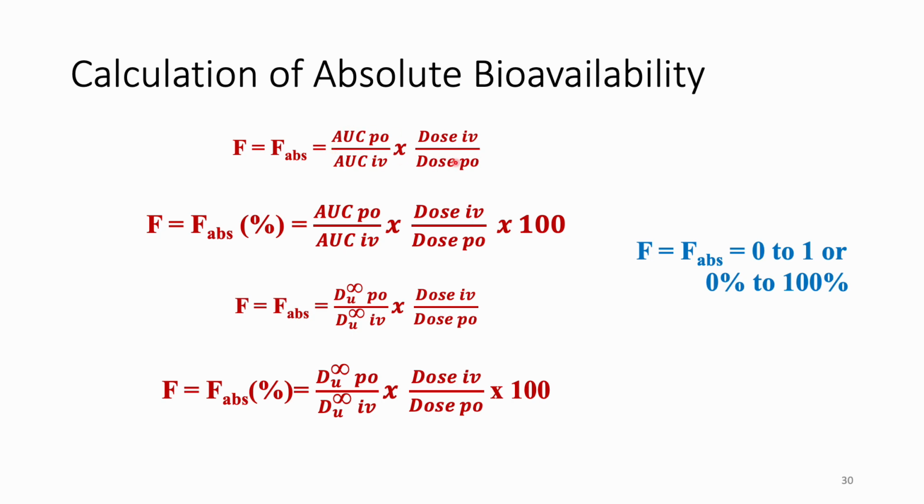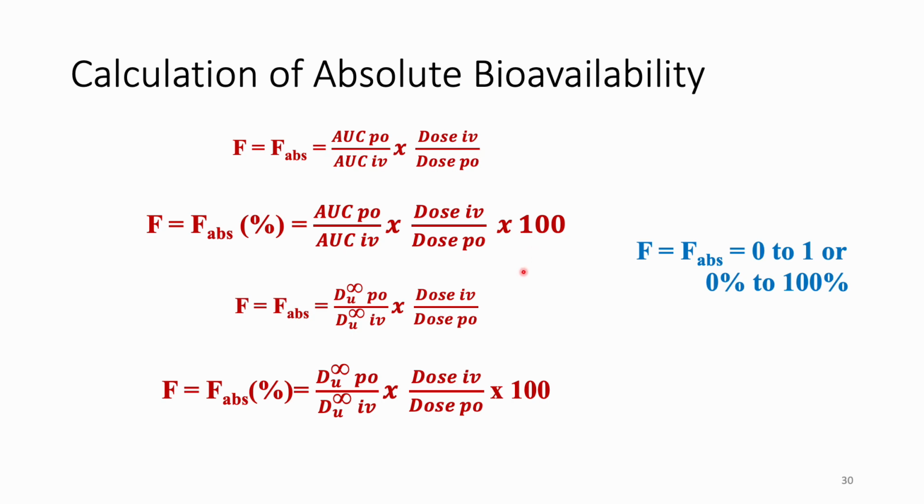So for this formulation, the result you get is a fraction, and the maximum of the fraction is 1, so the fraction has a value from 0 to 1. If you want to calculate the percentage of absolute bioavailability, you use the AUC of the extravascular administration drug, for example the oral drug, divided by the AUC of the IV drug, times the dose of IV drug divided by the dose of oral drug, and times 100. When you use this equation, the value of F will be a percentage.